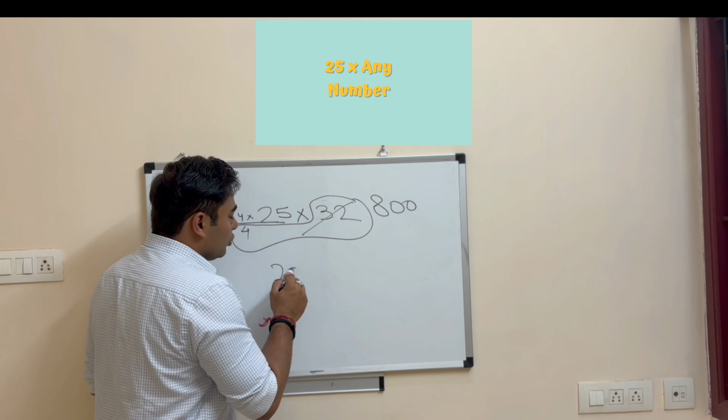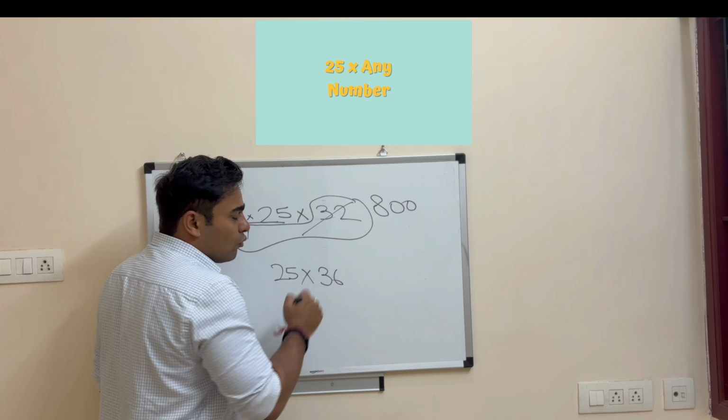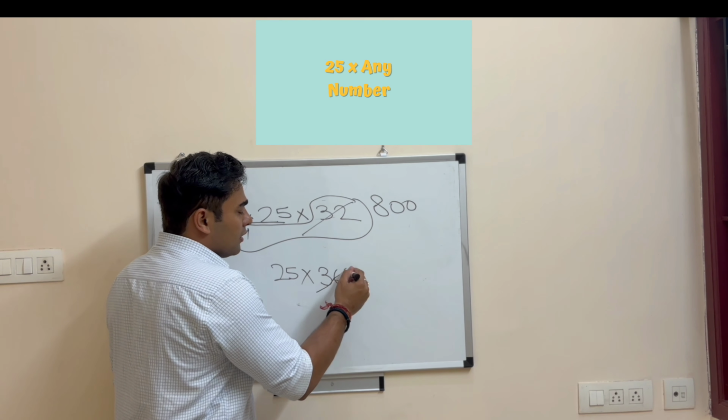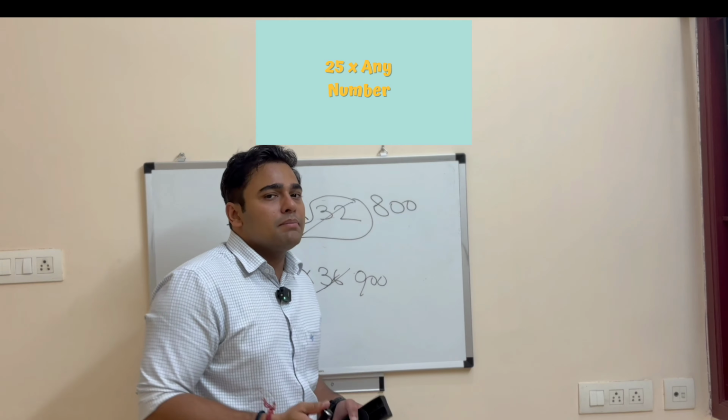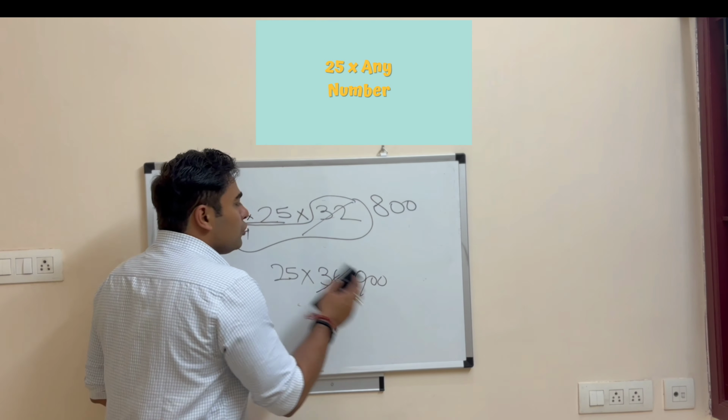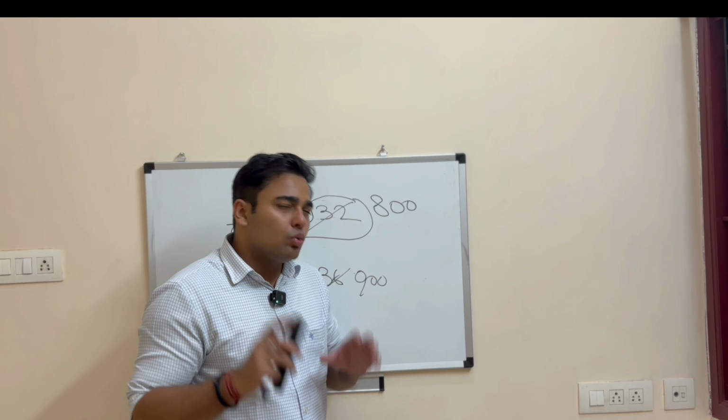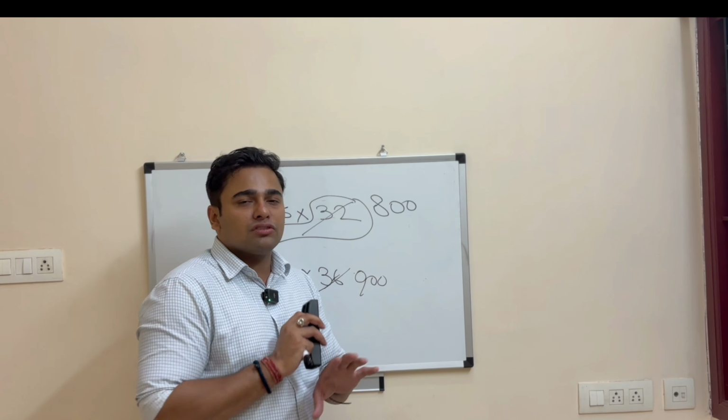Now let's say 25 into 36. What we are going to do is, 4 times 9 is 36, and then we'll put 2 zeros. So this is as simple as it could get, right? You'll have to make mental calculations to make your calculations very simplified, and then only you will be able to save a lot of time in your examination.